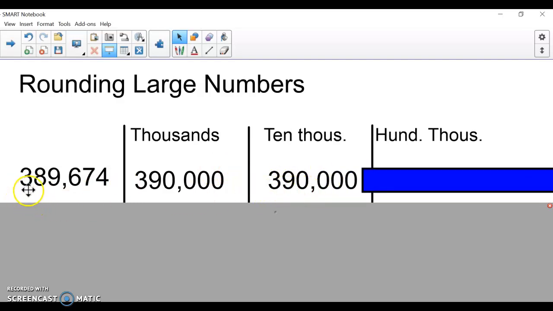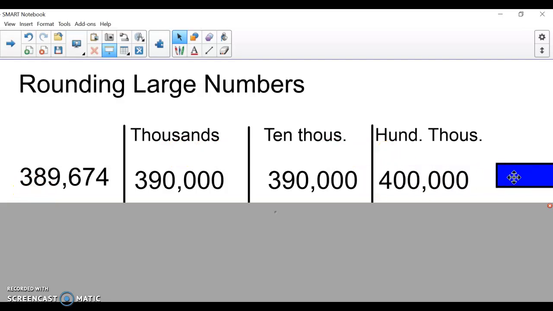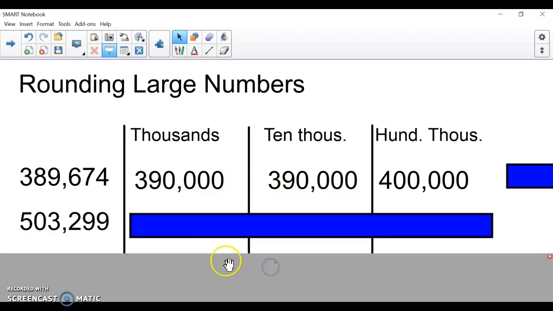Well, let's round all the way out to our 100,000s this time. I have a 3. It either stays a 3 or it's going to go up to a 4. Well, I look next door, one place value to the right, it's an 8. An 8 is bigger than 5, so it means that that 3 is going to go up to a 4. And I have 400,000 for my new rounded number. Good. So you're going to see sometimes you can round to different place values and still have the same number. That's not always going to be the case, but sometimes it does.